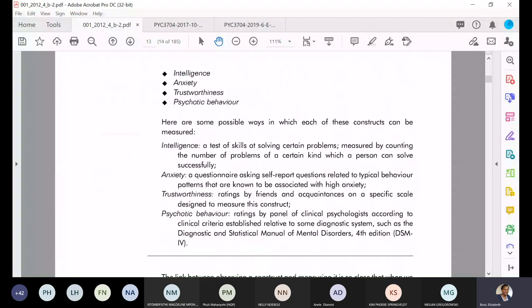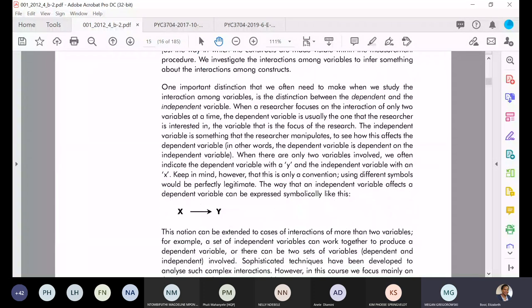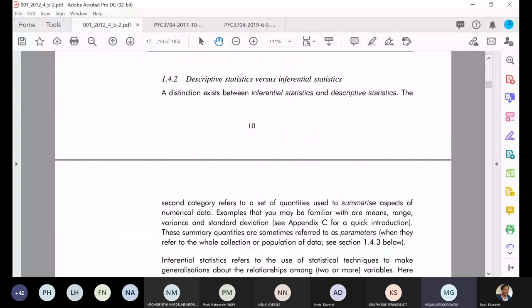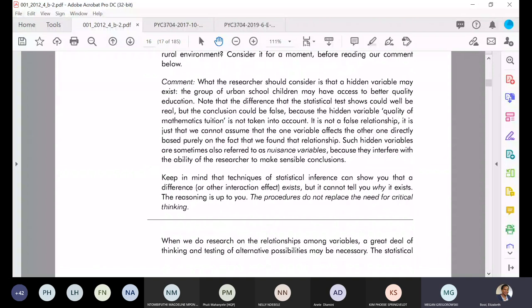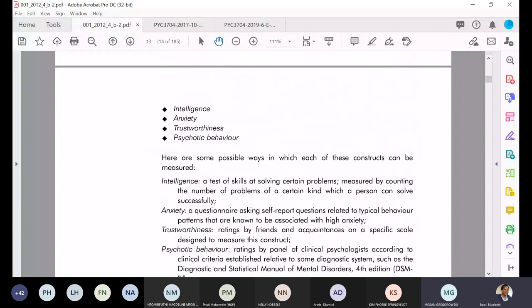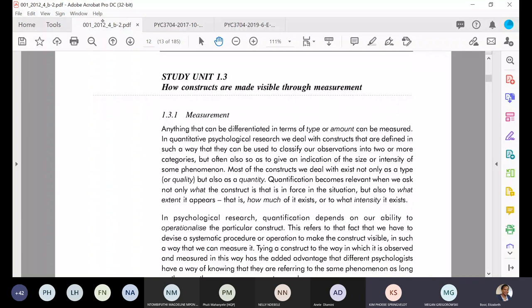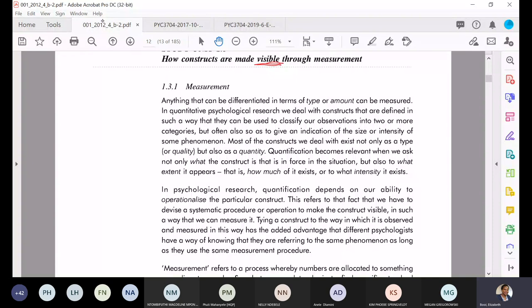Where do they talk about operationalization? Do they have a section where they discuss that? Yes, in the new module, I think it's on page 5. So straight after constructs, there's a section on theories, and then a section on measurements, which includes operationalization. Okay, so I did see measurement. It's in that section. Yes, the second paragraph: how constructs are made visible through measurement. So if it's made visible, it means it can be observed.